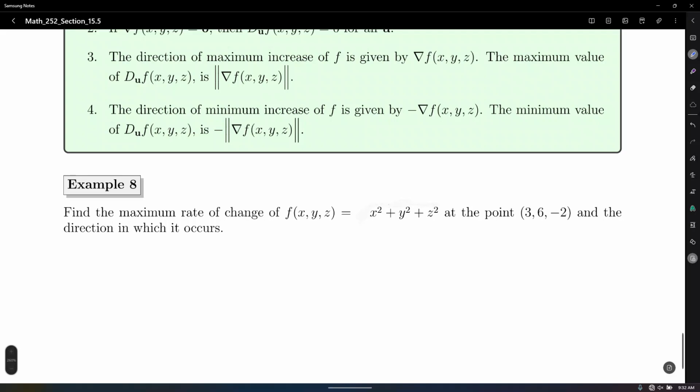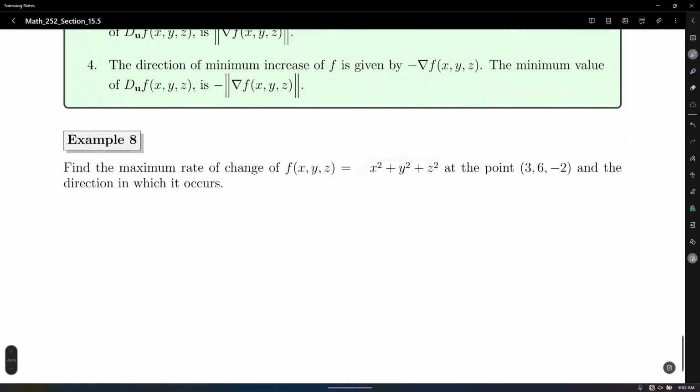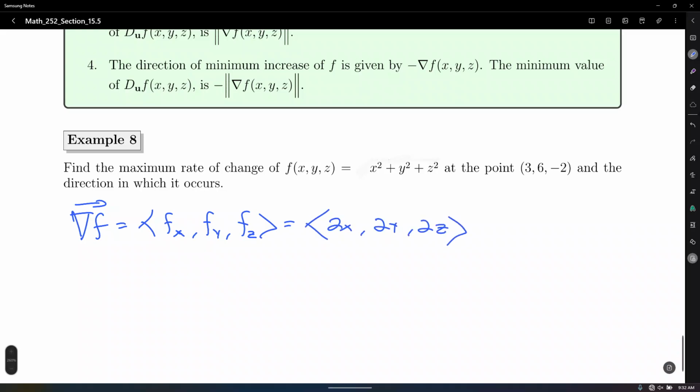Okay, so number 1, nabla f, that is partial with respect to x, partial with respect to y, and partial with respect to z. That is 2x, 2y, 2z. Very quick and simple partial derivatives. Now, before we can get the maximum rate of change, first we need to know in which direction it's going, because that rate of change will be given by the magnitude of the vector that gives that direction. All right? So let's evaluate.